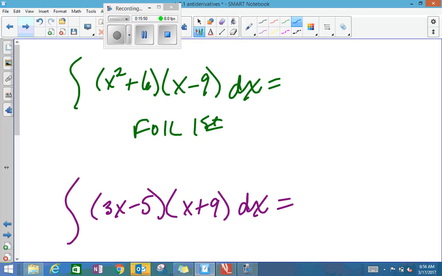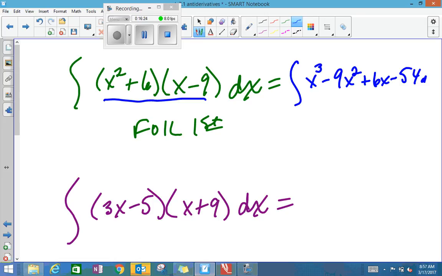So again, just like in derivatives on our first day, currently in integration we have no product rule or quotient rule. So when you're looking at a problem like this, it's best to FOIL it all together, then take the antiderivative of it term by term. So if we FOIL this together, we get what? x to the third minus 9x squared plus 6x minus 54 dx. So now we're going to take the antiderivative of this with reference to x.